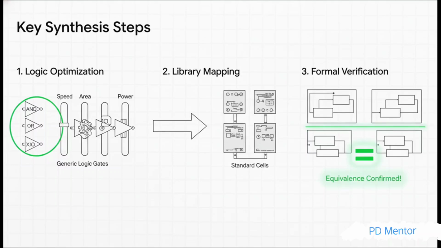Then, it does something called library mapping, where it swaps out generic logic for very specific pre-designed components called standard cells from the manufacturer's toolbox. And finally, it uses something called formal verification to mathematically prove that this new gate-level design is a perfect match for the original RTL blueprint.